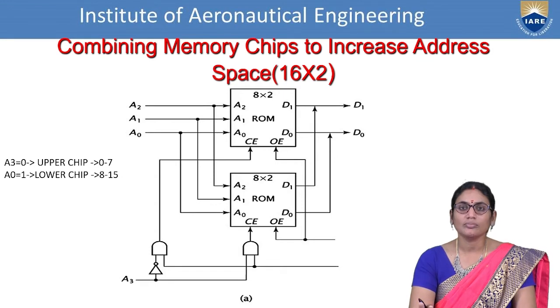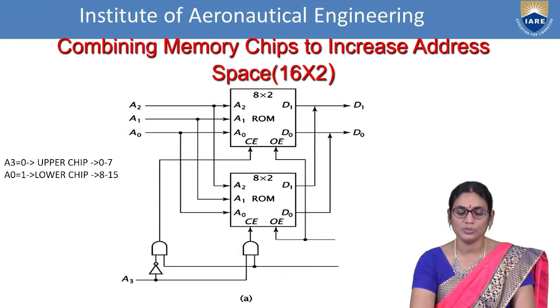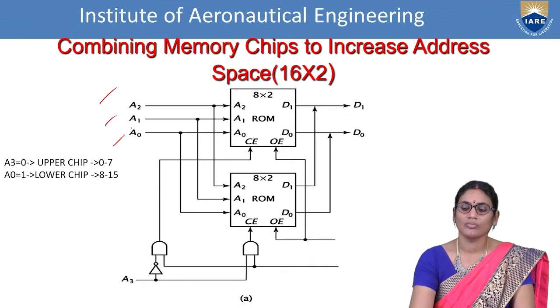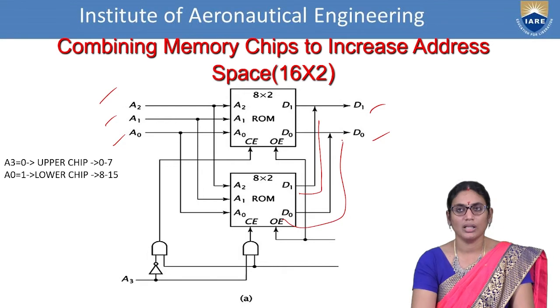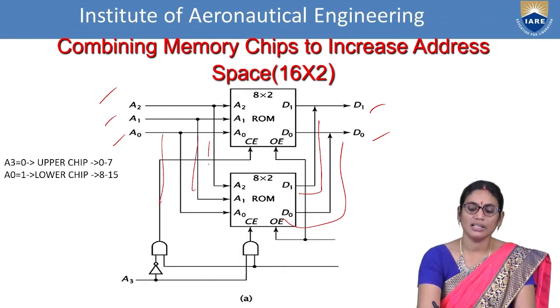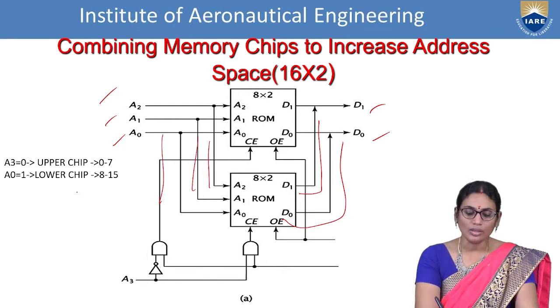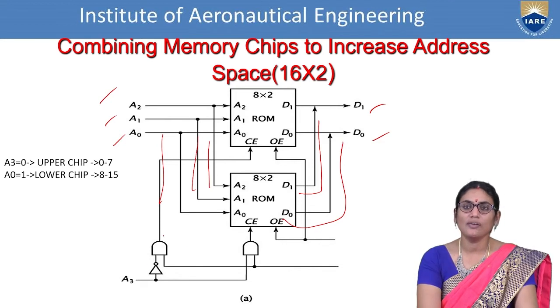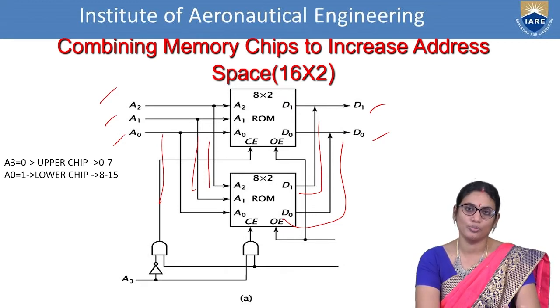So here we are having the same 8 by 2 ROM chips with the 3 address lines and 2 data lines. And we are just connecting these data lines to the same line and connecting these address lines to the same line. Now we need to go for a case where you have to select which chip has to be enabled. So I am saying 4 address lines. As per this, we have 2 power 4 combinations. So in this case, again I have to decide either the upper chip should be enabled or the lower chip should be enabled. In order to organize this, we'll be using the special bit called A3.